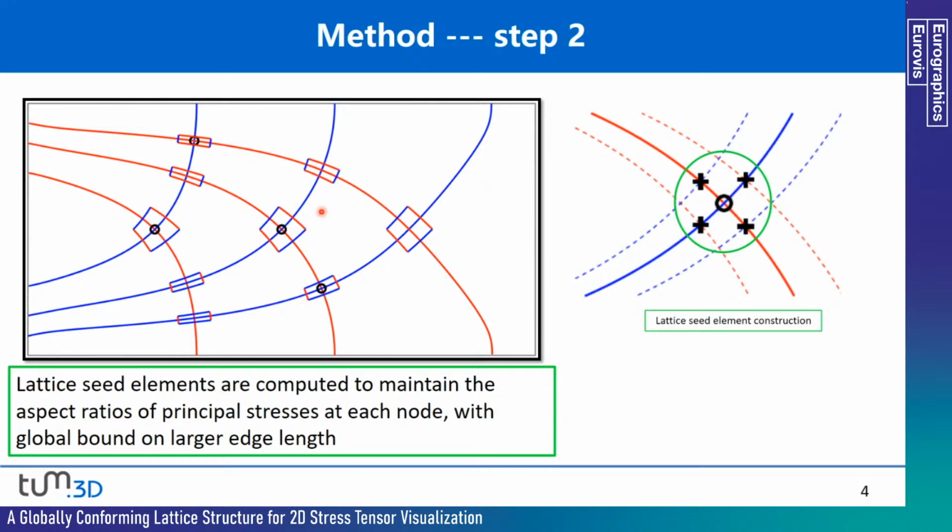We create the grid cells around each node as the lattice seed elements, which maintain the aspect ratios of principal stresses at each node. In other words, the two dimensions of the element here are positively related to the corresponding local principal stress respectively. There is a sketch showing how to construct the lattice seed element. Four positions on the skeleton trajectories around each node are determined by considering the ratio of local principal stress and a global length bound. Then the lattice seed element is created automatically by the intersected four principal stress lines traced from these four positions.